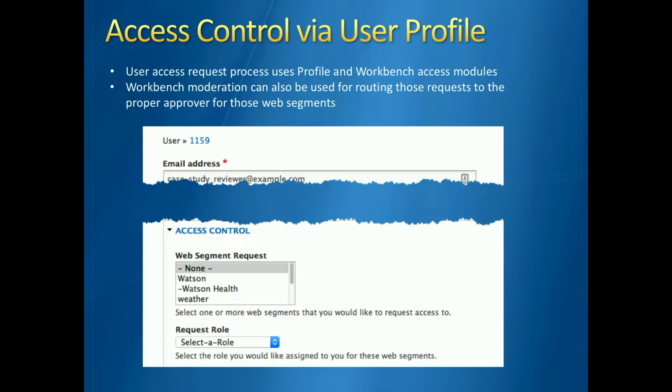Then when that person requests access to that area of the website, we're using Workbench moderation to route that to the person who is the approver for that area of the website. So we don't even have to go in and select the users that we want to have edit access in a particular area and roles and all that. They're self-selecting based on the URL or the area of the website that they're responsible for.